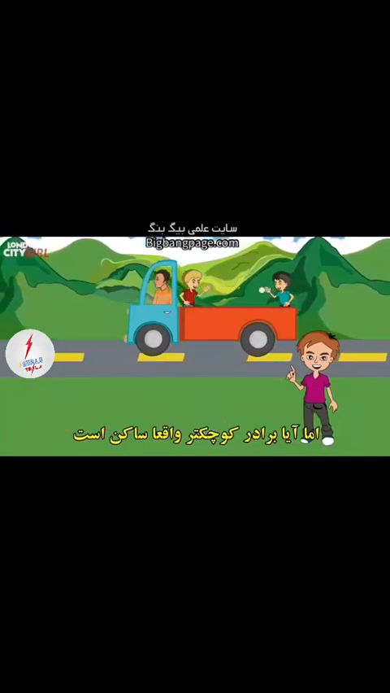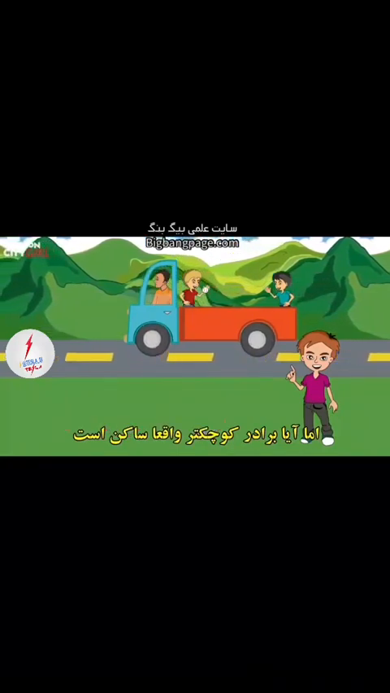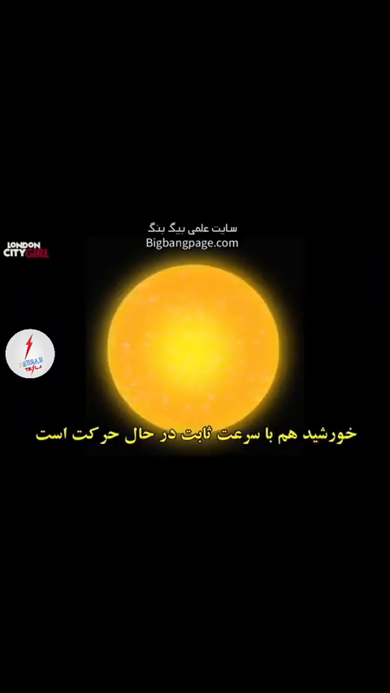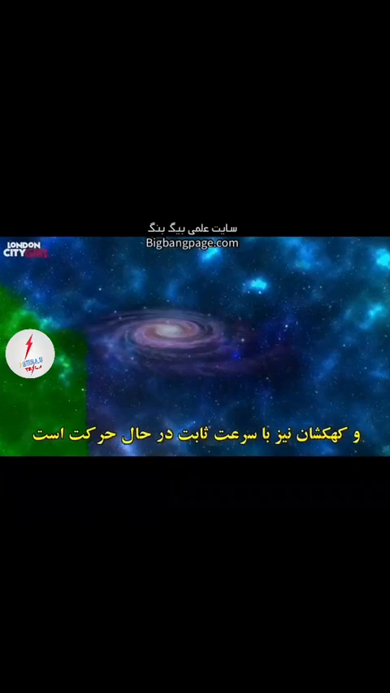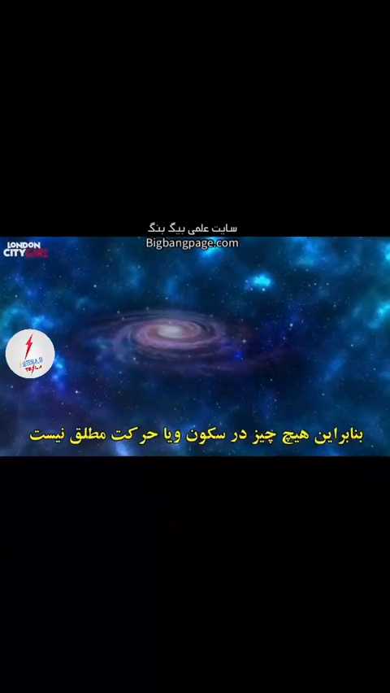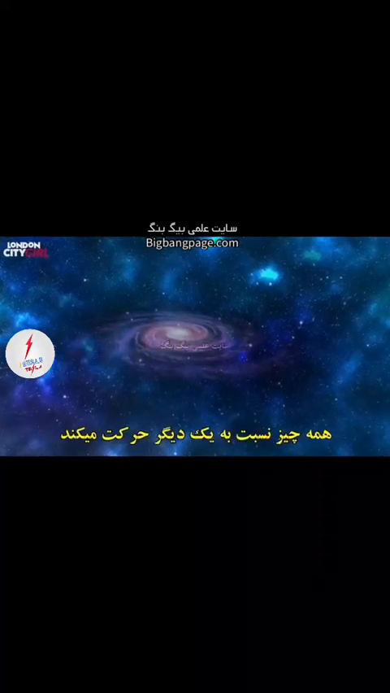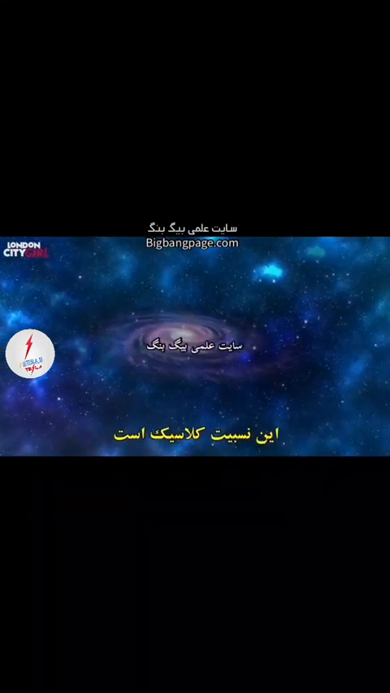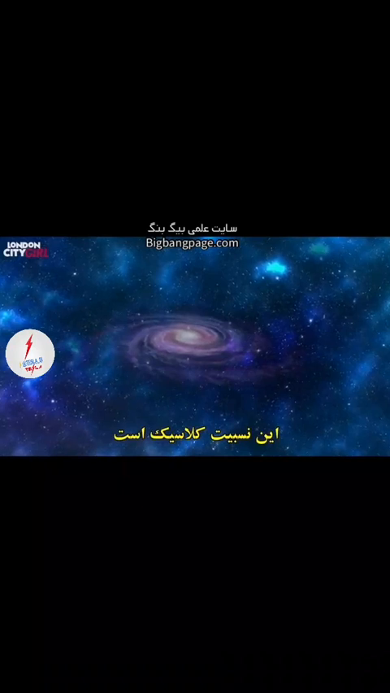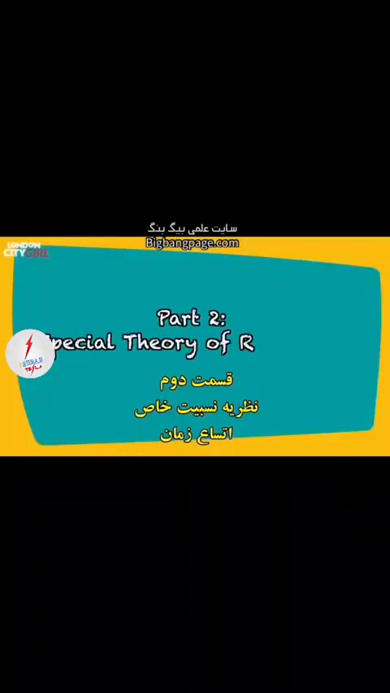But is the little brother really standing still? No. The Earth is constantly in motion, the Sun is constantly in motion, and the galaxy is constantly in motion. Therefore, nothing is ever at absolute rest or absolute motion. Things just move relative to each other. This is classical relativity.